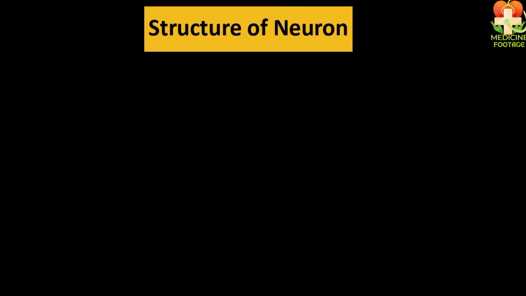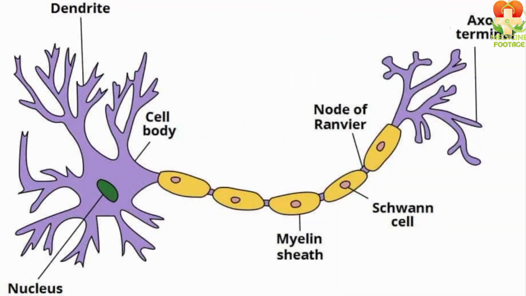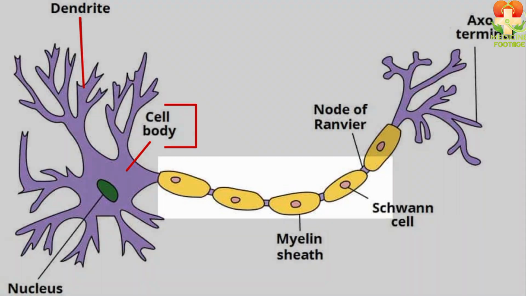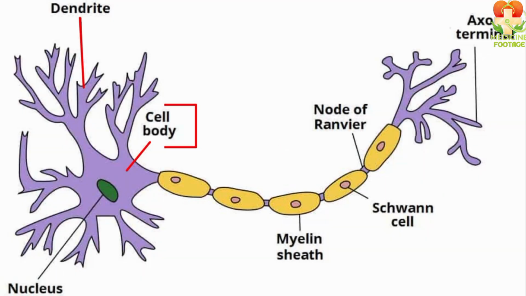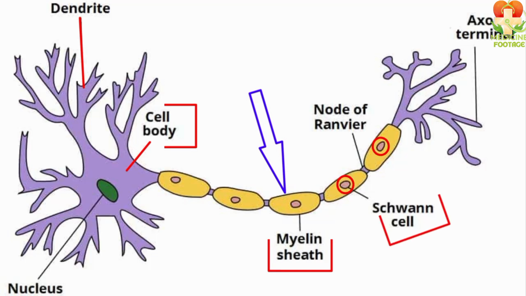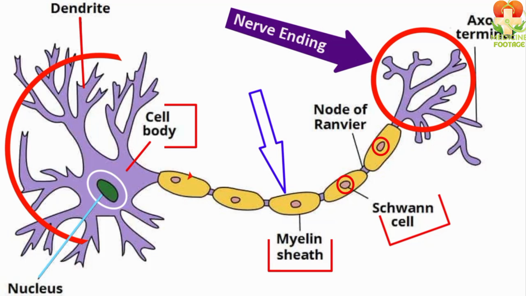Now let's move on to the structure of a neuron. As you can see in the image in front of you, the thread-like structures are called dendrites. The body of the neuron is called the cell body or soma. The long, tube-like structure is called the axon. On the axon, you can see a sheath, which is called the myelin sheath. The cells visible within the sheath are called Schwann cells. Inside the soma, the brown structure you see is the nucleus. At the end of the neuron, the structures are called nerve endings or axon terminals.